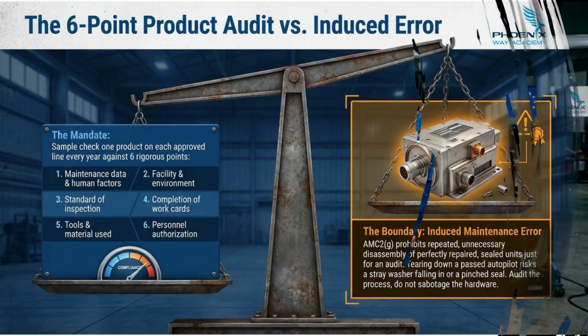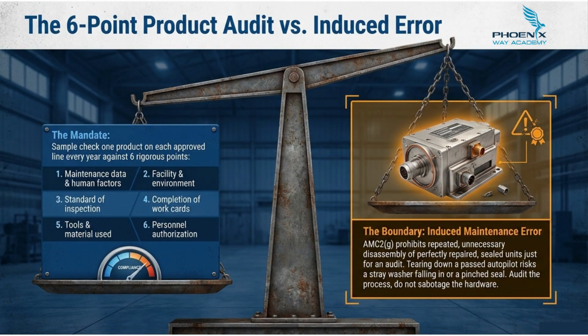Okay, so moving from procedures to the actual hardware. Clause F dictates that you must sample check one product on each product line every year. And it doesn't let you just glance at it from a distance. No, it is very thorough. It explicitly lists 6 verification points. First, the maintenance data and human factors. Second, the facility and maintenance environment. Third, the standard of inspection. Fourth, the completion of work cards. Fifth, the tools and material used. And sixth, the authorization of the personnel.